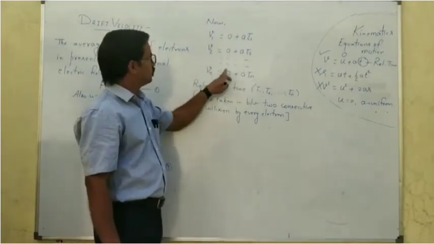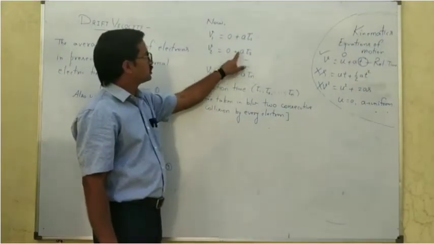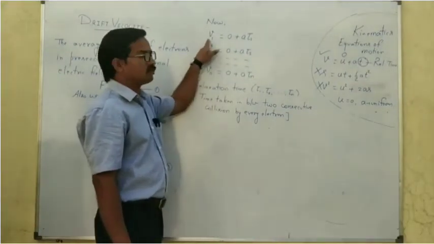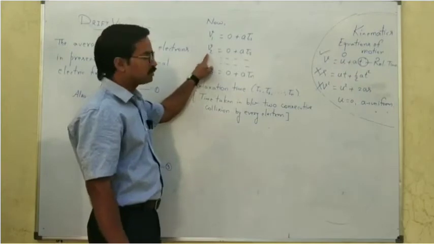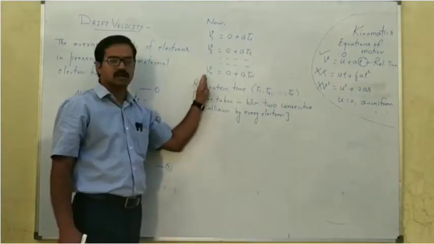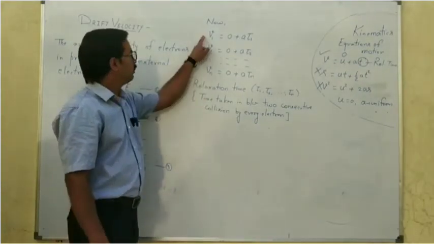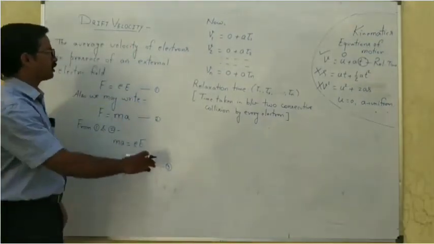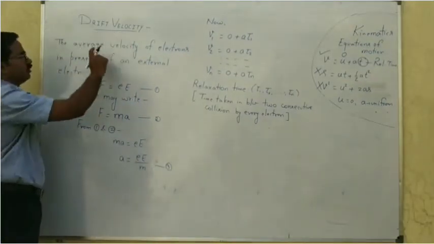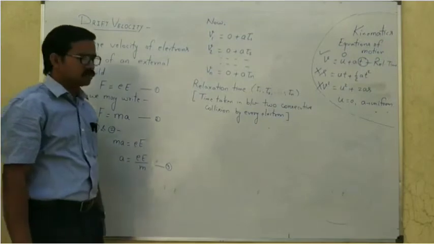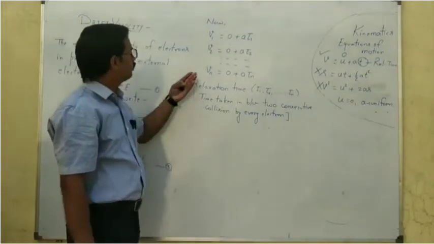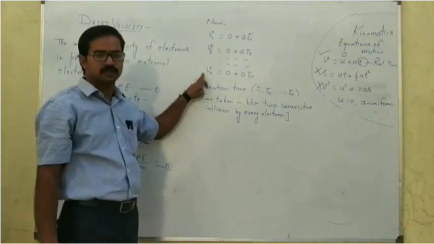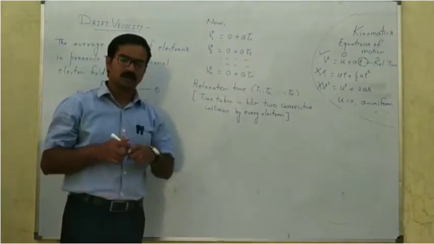U was 0. Acceleration is a constant, a. First electron's final velocity, second electron's final velocity, and so on, up to the last electron's final velocity. We are going to find the average velocity after connection, which is the drift velocity. So we are going to add all these final velocities and get the average.